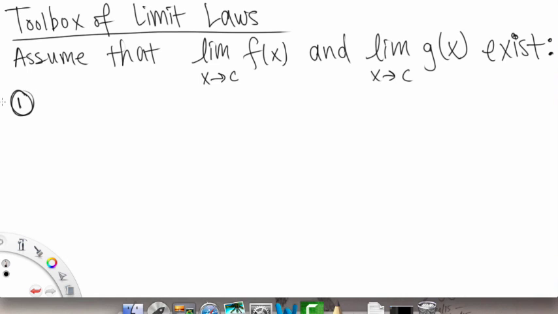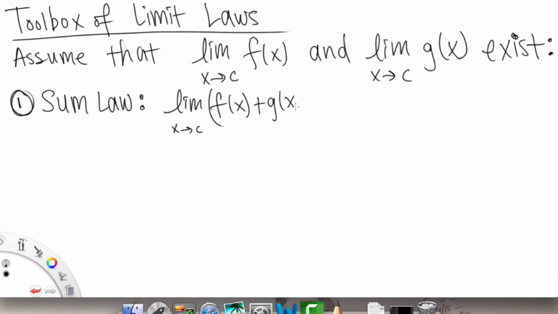On this one, I'm only going to state 5 because they're the basic limit laws. Okay, so the first one is going to be called the sum law. So sum as in we're adding two things. So this is going to be that the limit as x approaches c of f of x plus g of x, the sum of these combined functions, exists.